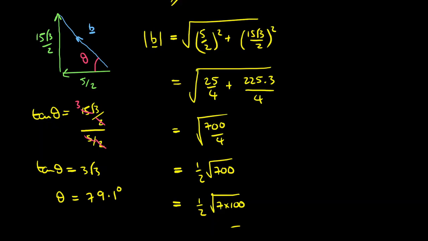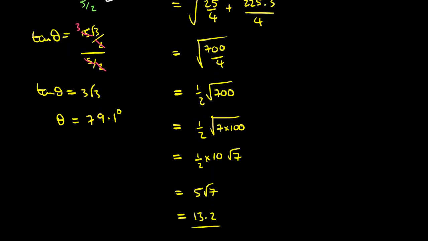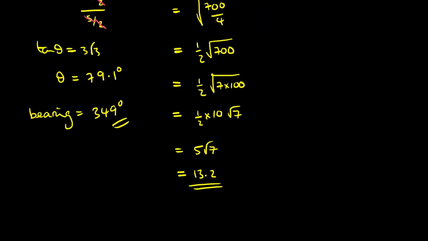Now we've got to remember that what we're actually doing is finding the bearing, right? The bearing is going to be this whole angle here, right? So it's going to be 79 plus this angle, and that angle is going to be 270, right? Because you're going around 3/4 of one full rotation. So the bearing is 79.1 plus 270. So bearing equal to, let me just add 270 to that, is 349 degrees. Okay, that should be our answer, 13.2 on a bearing of 349.